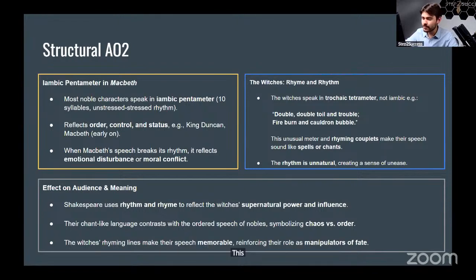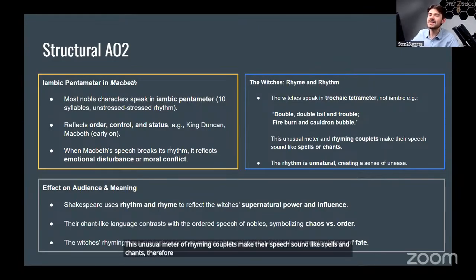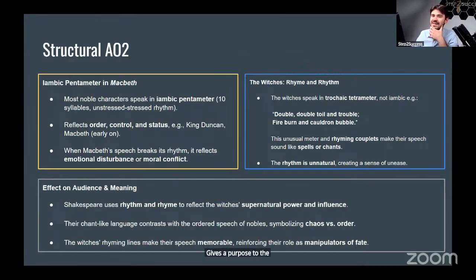This unusual meter of rhyming couplets makes their speech sound like spells and chants, therefore creating unease and fear in the audience. And it gives a purpose to the characters that speak like this. So characters that speak in rhyming couplets often represent evil, people who are doing sinful acts against God.